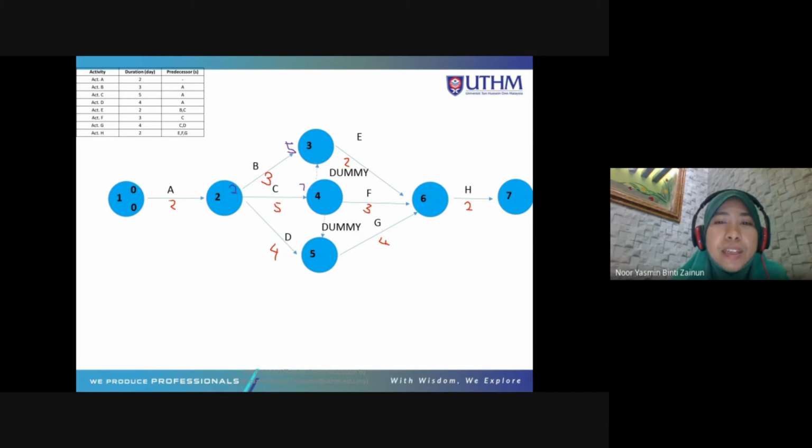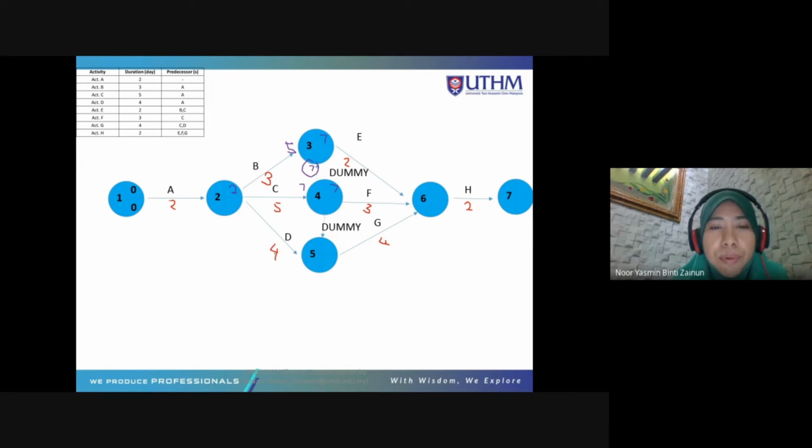Here, there are 2 arrows coming in. So here is 7. There is a dummy, no duration, okay? So here is also 7. The biggest forward pass is 7. So here is 7. And then 2 plus 5 is 7. Here is also 7, but only one arrow coming in, so there is no choice, just 7.